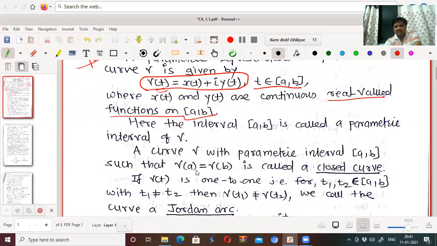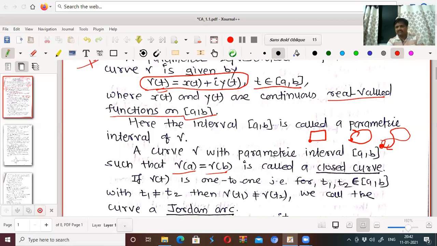A curve gamma with parametric interval [a, b] such that gamma at a equals gamma at b is called a closed curve. Means what? The curve whose initial point and terminal point coincide is called a closed curve. It is like this. Suppose it starts from here and ends here. It is closed. Suppose it starts from here and ends again here. It is also a closed curve. Suppose it starts from here, here, here, and here. Initial and terminal points of this curve are the same. Therefore, such types of curves are called closed curves, where initial and terminal points coincide.